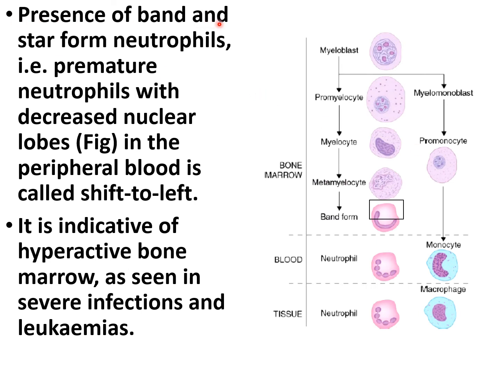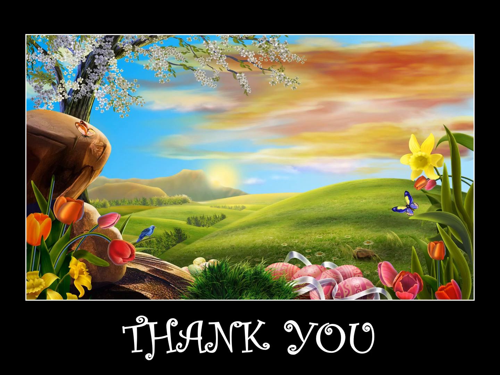Then the presence of band and stab formed neutrophils. So this is a band shaped neutrophil. A premature neutrophil with decreased nuclear lobes in the peripheral blood is called shift to the left, and it is indicative of hyperactive bone marrow as seen in severe infections and leukemia. Thank you.